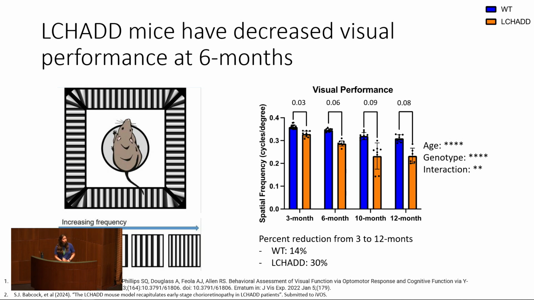So if you look at the percent reduction from 3 to 12 months, the LCHADD mice have a reduction of about 30% in visual performance from 3 to 12 months, whereas wild-type mice have about 14% reduction, indicating that these mice are losing their vision at a faster rate than the wild type, and you can see a pretty significant difference starting around 6 months of age.